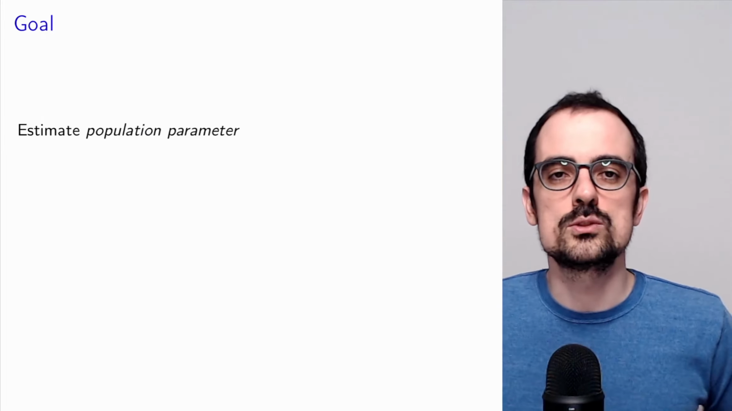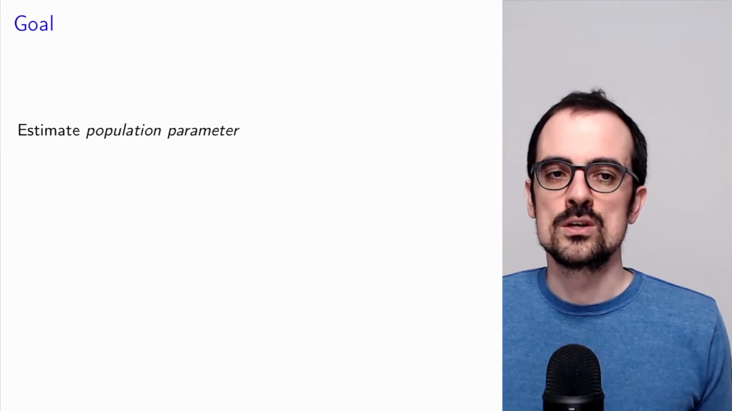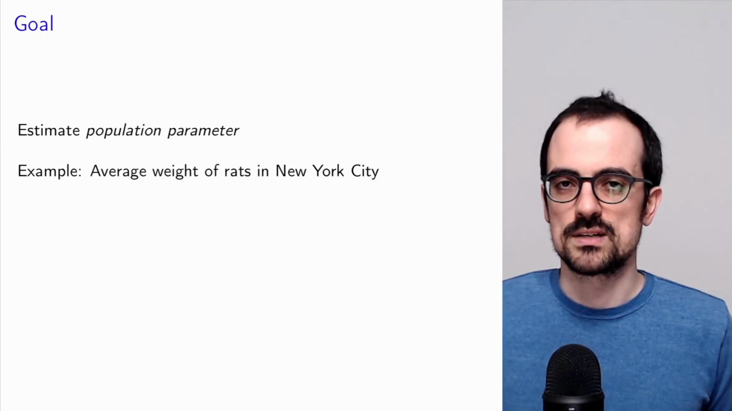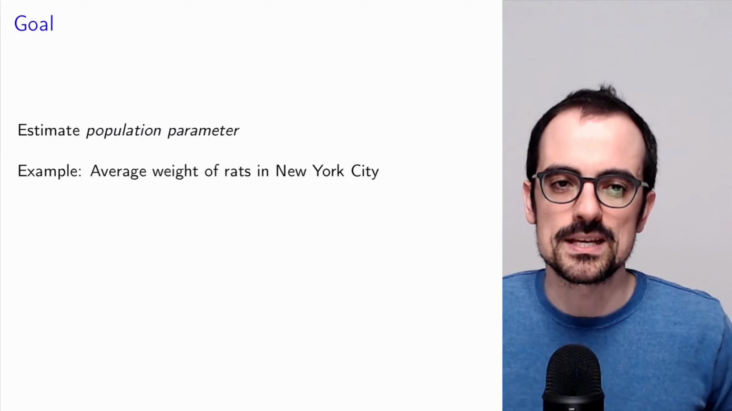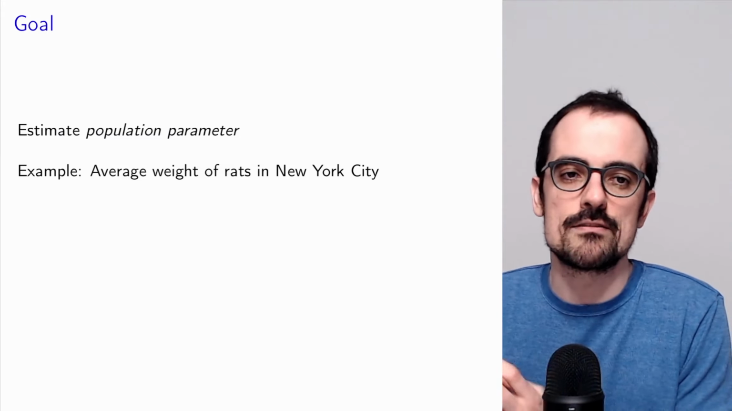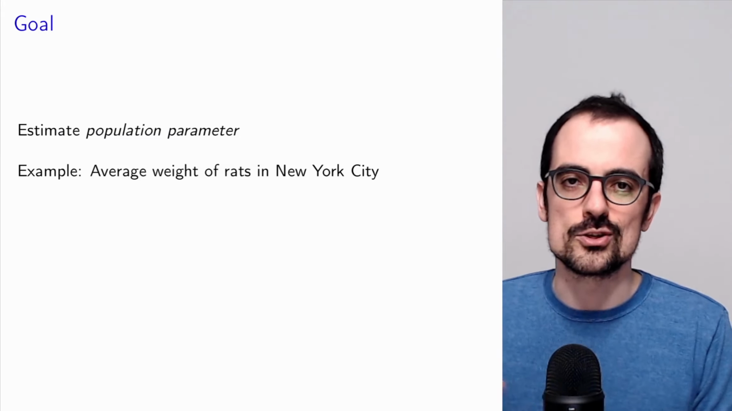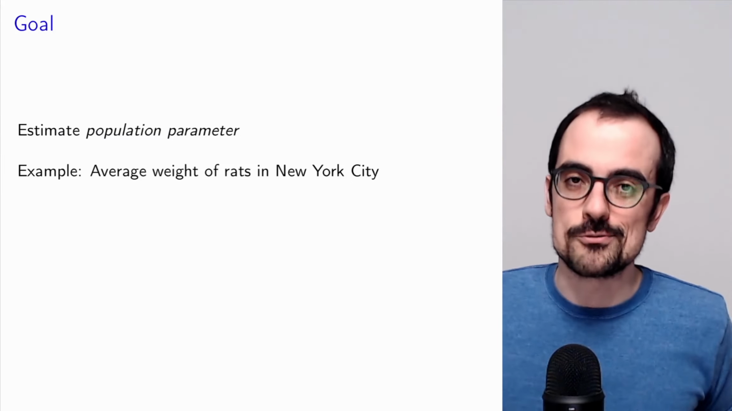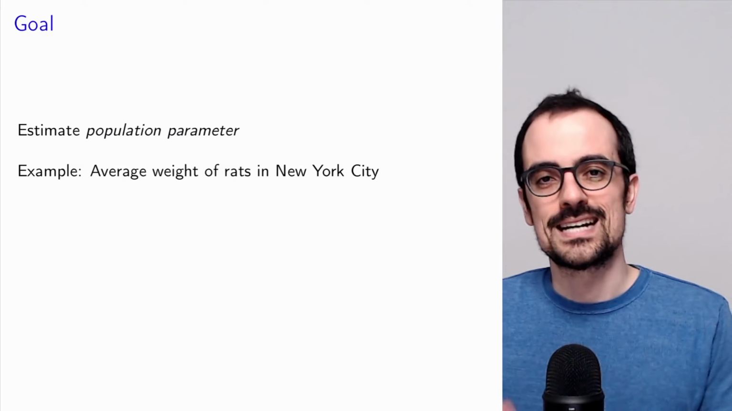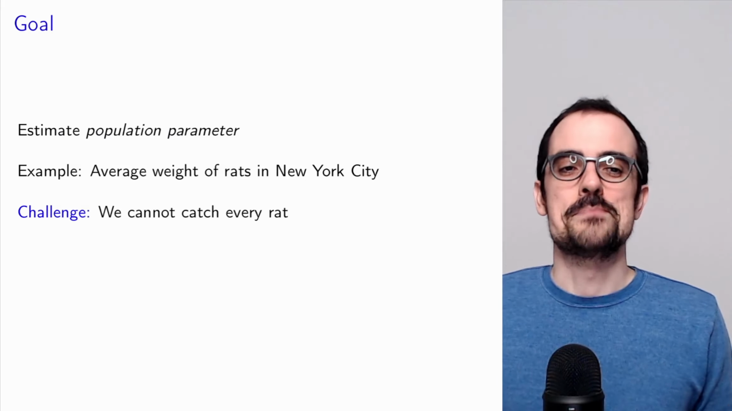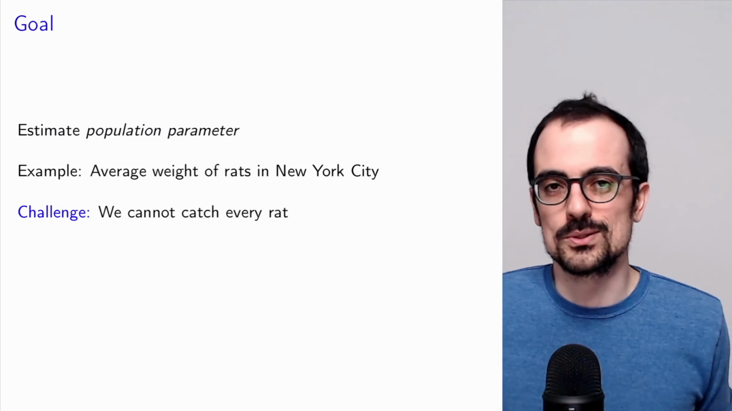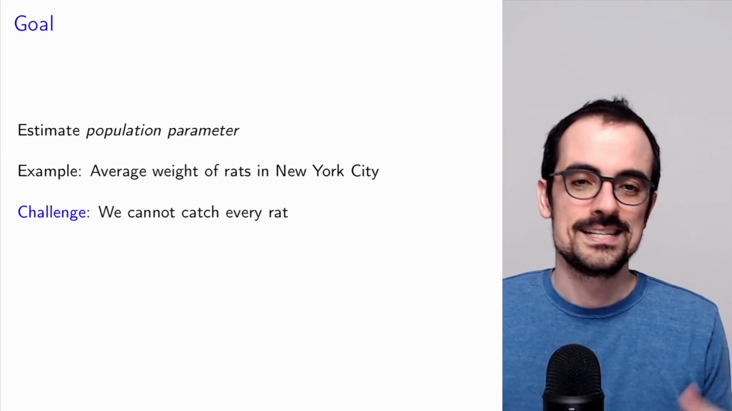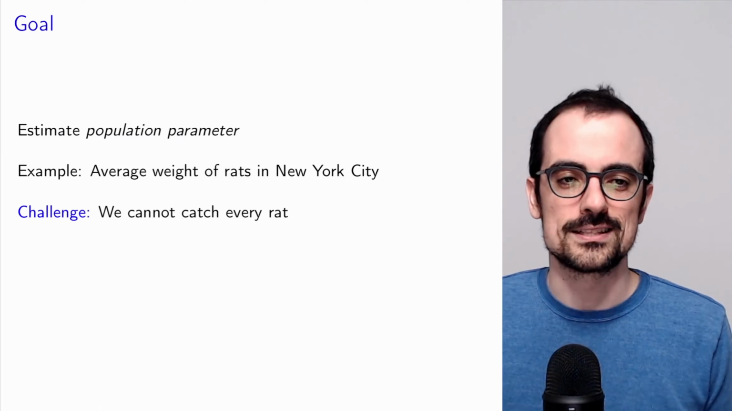Okay, so our goal here is to estimate a population parameter. For example, we're in New York City. We want to do an extermination campaign or something, and we need to find out what is the average weight of the rats in New York City. In principle, we could go out and catch every rat, weigh them, and compute the average. But of course, we're not going to be able to do that. Actually, if we did that, then the extermination campaign would be over, right? That is not going to be practical.